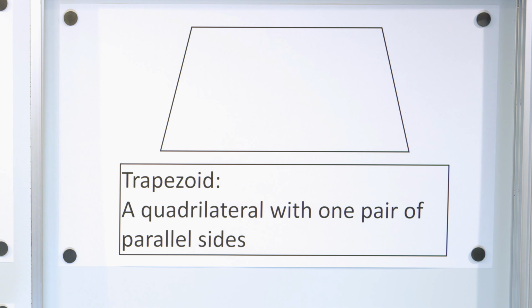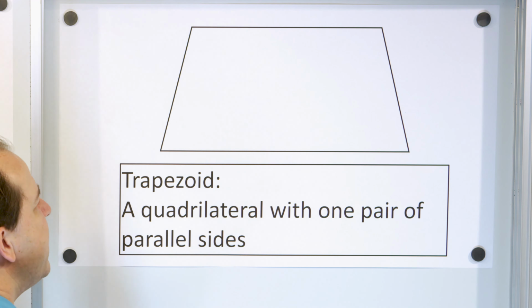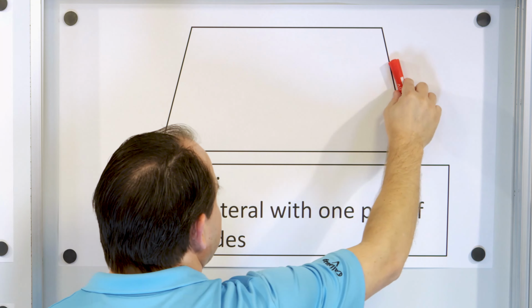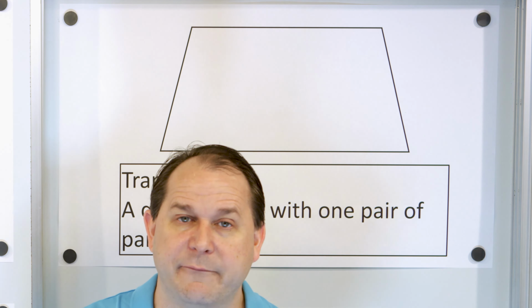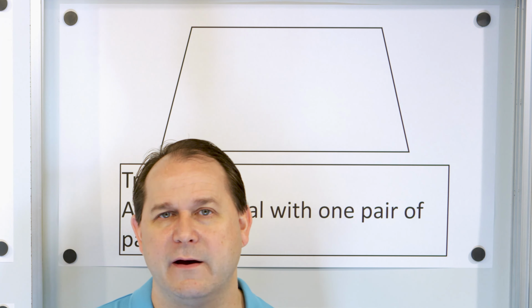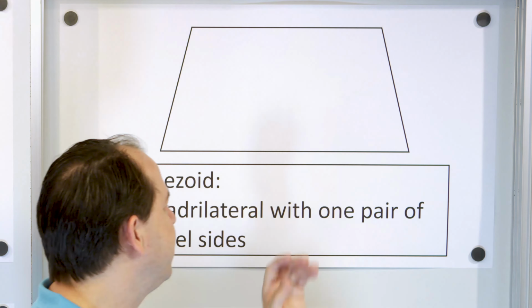All right, next, we have a trapezoid. It's a quadrilateral 4-sided shape with 1 pair of parallel sides. So this side is parallel to this one, but this side is not parallel to this one. So a trapezoid only has 1 pair of parallel sides, whereas a parallelogram has 2 pairs of parallel sides. So trapezoid, parallel, parallel, not parallel, not parallel.